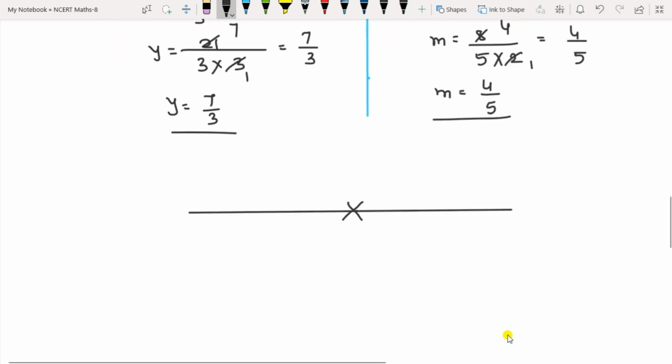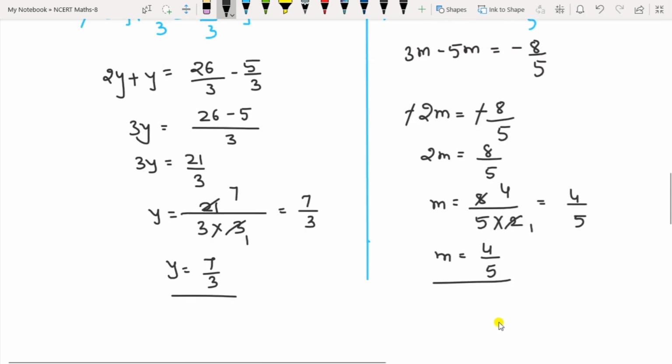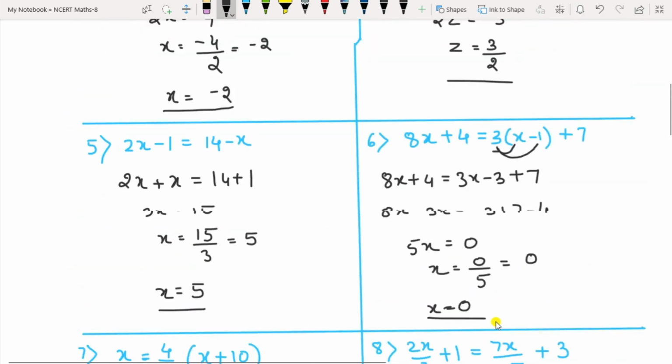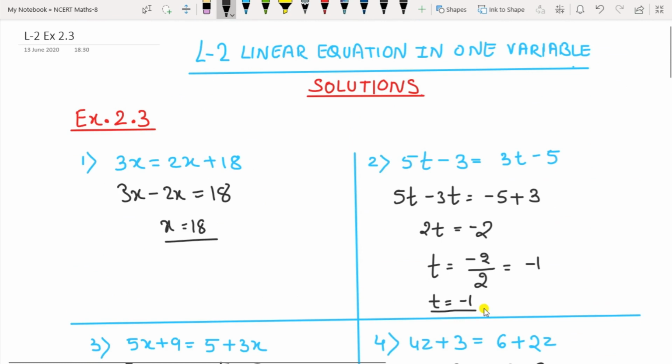So this was all about the exercise. Here we are doing lesson 2, exercise 2.3, solving equations having more than one variable. So this way you can do it.